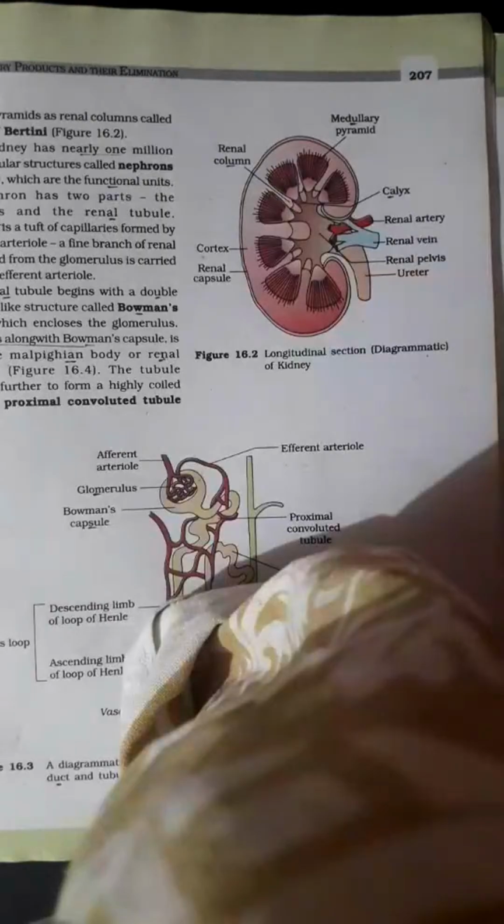So this was it. We have discussed the two points. We have seen the medulla, we have seen the columns of Bertini, and we have seen the diagram.